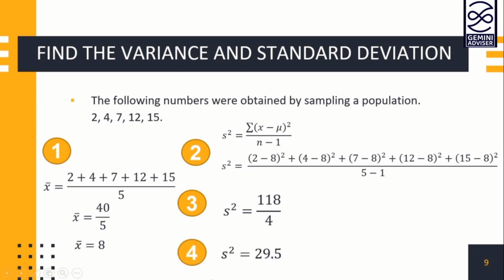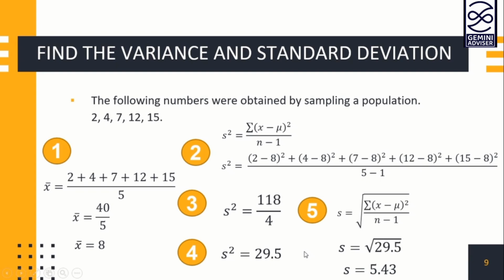So, therefore, the variance is 29.5. Now, to get the value of our standard deviation, since this is for a sample given data set, we're going to use this formula, or simply get the square root of our answer sa variance natin. So square root lang natin yung variance natin para makuha natin yung standard deviation. So square root of 29.5, that is 5.43. So, ganyan lang pagkukuha ng variance and standard deviation.